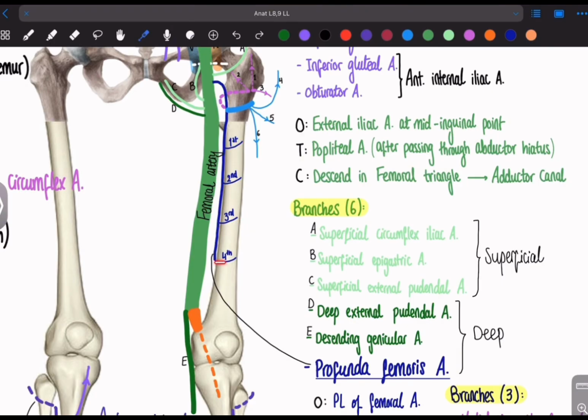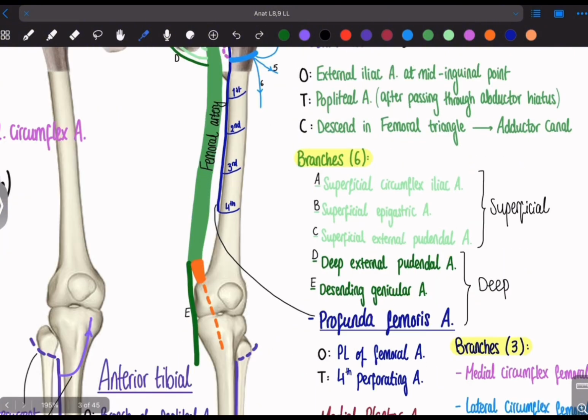And you might say, oh, what about the fourth one? The fourth one is not considered a branch. The fourth one is considered the termination, okay? So the fourth perforating artery is what? It is the termination of the profunda femoris. It's not a branch. So the branches are the first, second, and third perforating arteries. The fourth one is considered the termination of the profunda femoris. Okay?